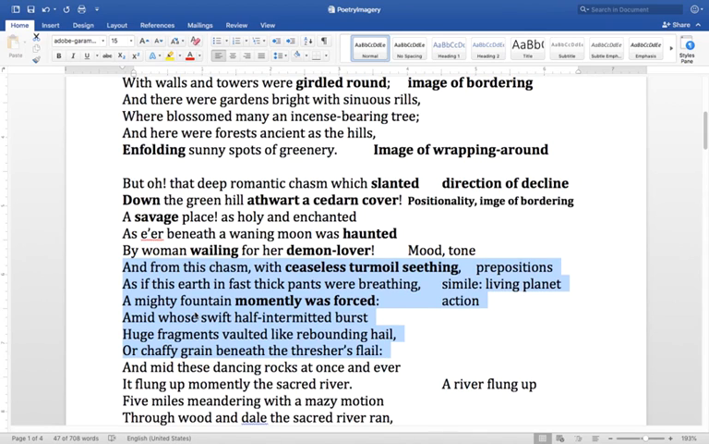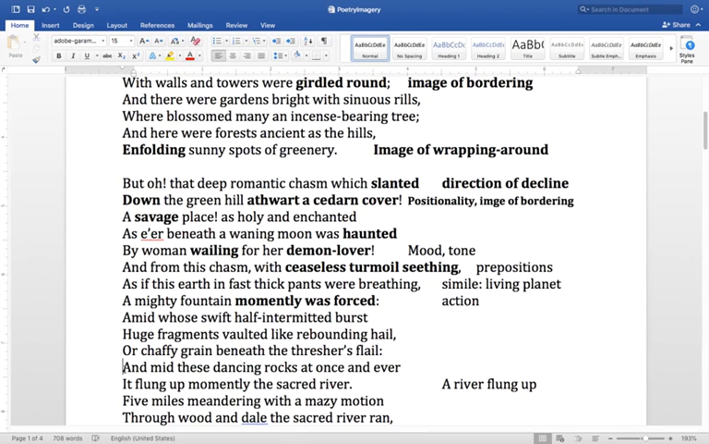And a mighty fountain was momentarily forced, amid whose swift half-intermitted burst: this forcing, this burst, this vaulting, this rebounding, all of these words give a sense now of things being flung upward, right? So all of these words evoke an imagery of movement upward. It's almost as if things are coming out of this chasm. And again, the end-stop line with the punctuation of the colon.